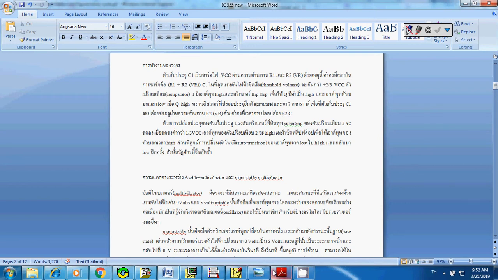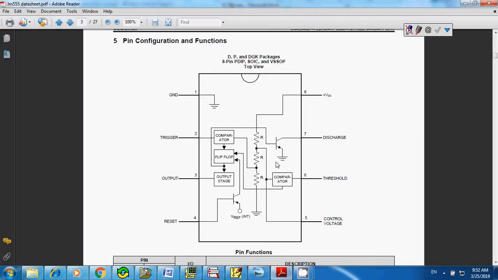Okay, so let's get back to the data sheet of our IC555 to get a better picture. So this is the internal of IC555. You can see that you have a comparator connected to a flip-flop, and the output of the flip-flop goes to the output stage, and that's what gives you your output. And also you have an internal transistor, both PNP and NPN, and you also have an extra comparator. So basically inside the IC555 you have 2 comparators.